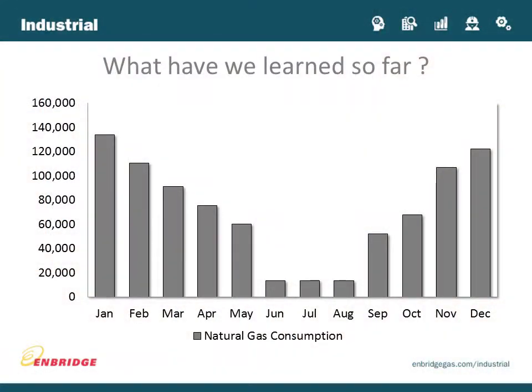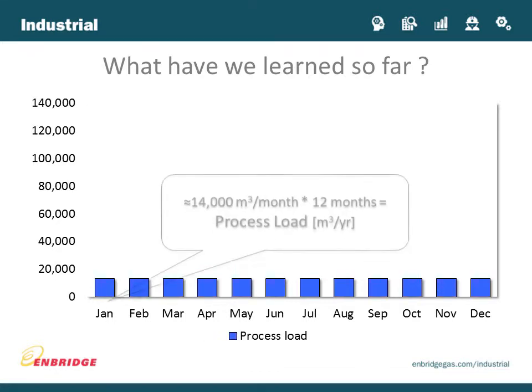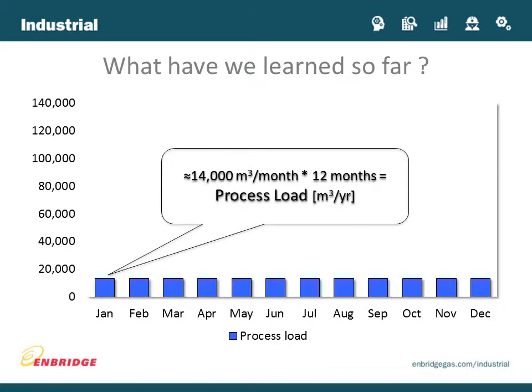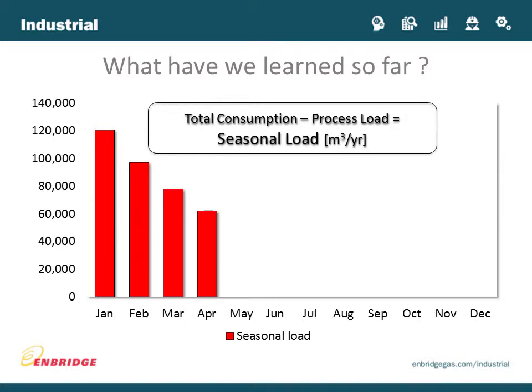So if this is the monthly graph of your usage for the natural gas, let's say in June, July, and August, you have no heating. Therefore, if you draw the line right above it, that's going to be your basis for the process load. So you cut it off. This means this is your process load now. Monthly process load times 12 gives you the process load over the year for the facility. And of course, the leftover is your seasonal load.